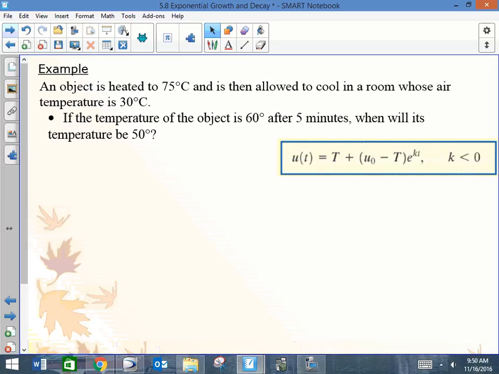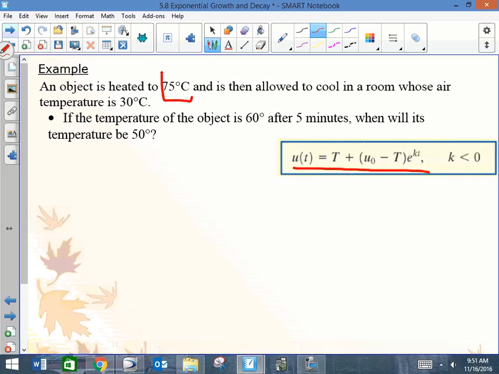For most of the problems, you are going to find the K, because if you don't have K, you don't have that to fill in. So tell me what 75 is as far as this temperature: U of T, U of 0, or T? It is U of 0. It is the initial temperature. It's heated to that, so that's when you're like, okay, this is what it is. And then what is the 30 degrees? What is that? Lauren, ready?